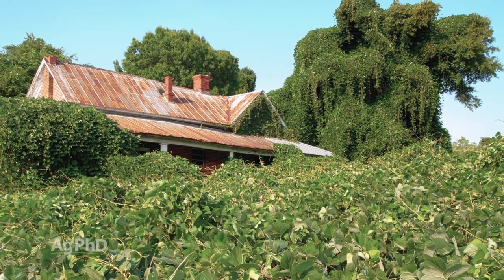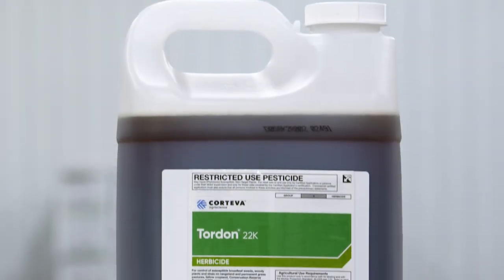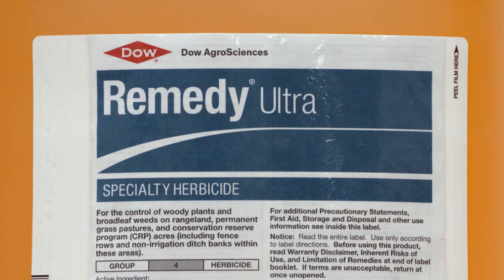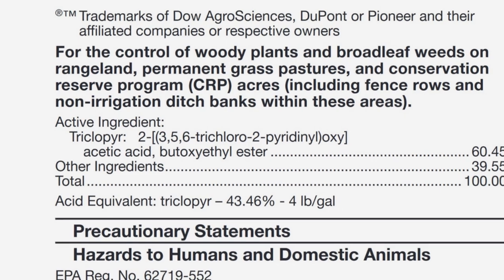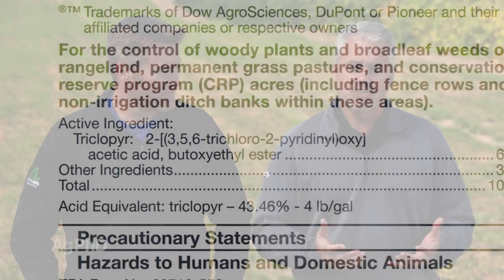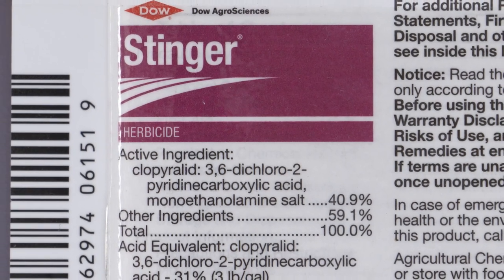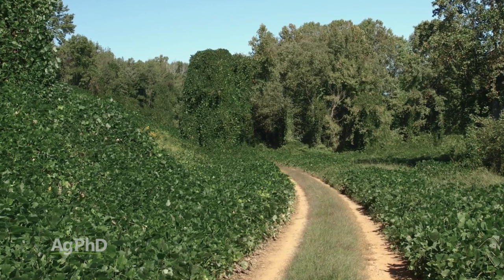All right, so how are you gonna stop this thing? The number one suggestion I've got where you can use it is Tordon, but Tordon will kill trees, so you can't use Tordon next to trees. There is Remedy Ultra. That doesn't have all the residual that Tordon does, yet it's very good on woody species like this kudzu. Also, there's Spike. You could certainly try dicamba or 2,4-D at high rates on a regular basis. Roundup has some activity as well. Also Stinger, Brian, that'd be another one. But yep, here again, you gotta watch out for desirable species of trees. And oftentimes you see this along shelter belts, and you definitely don't wanna hurt those other trees.